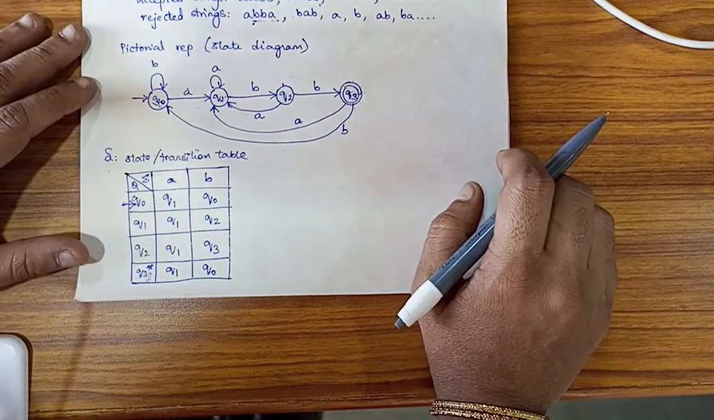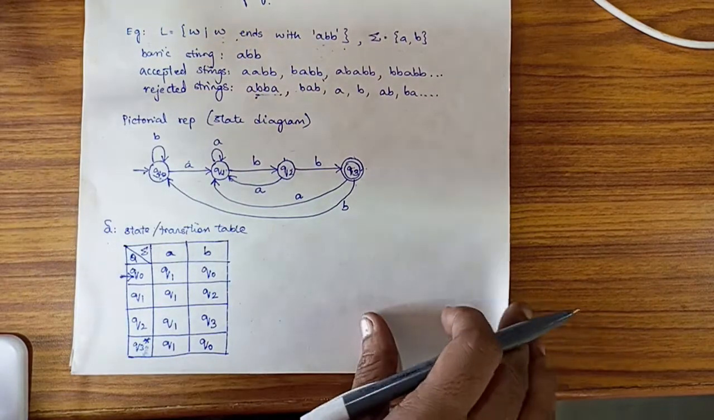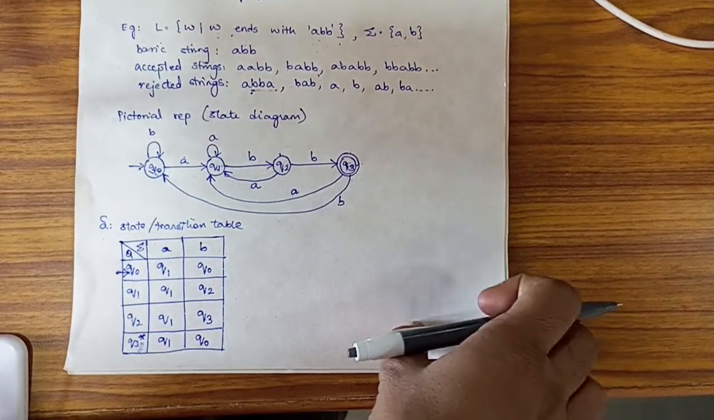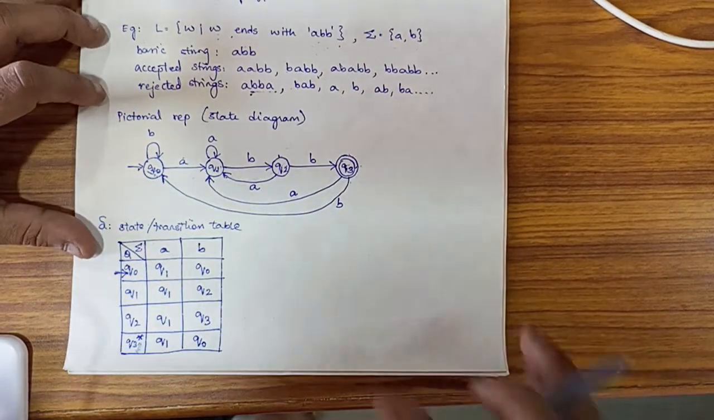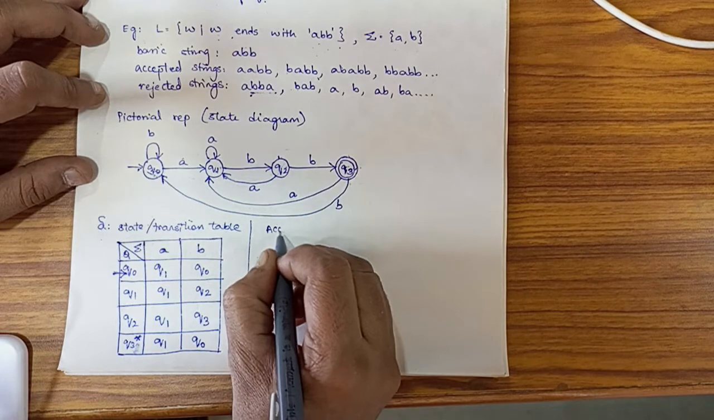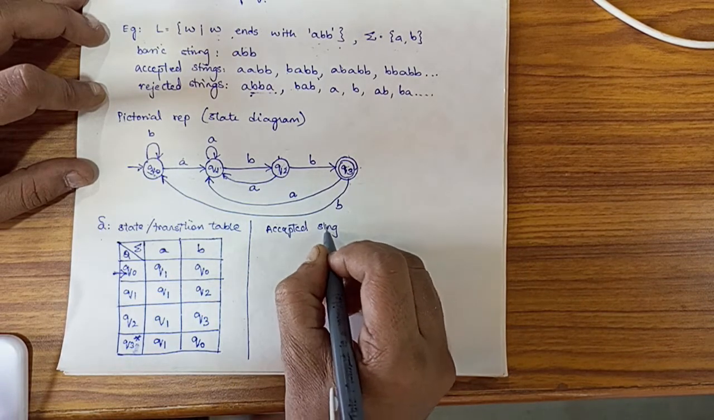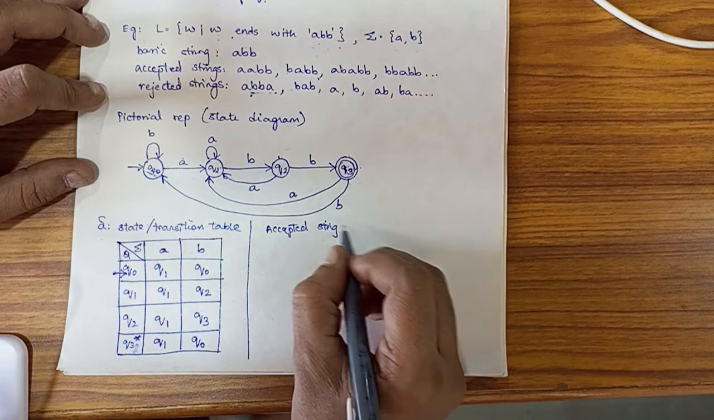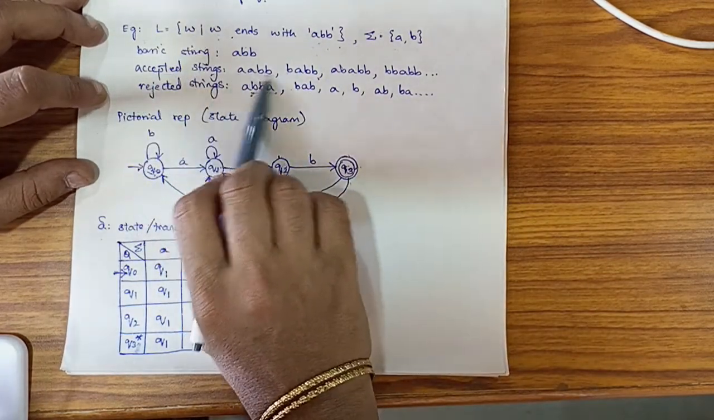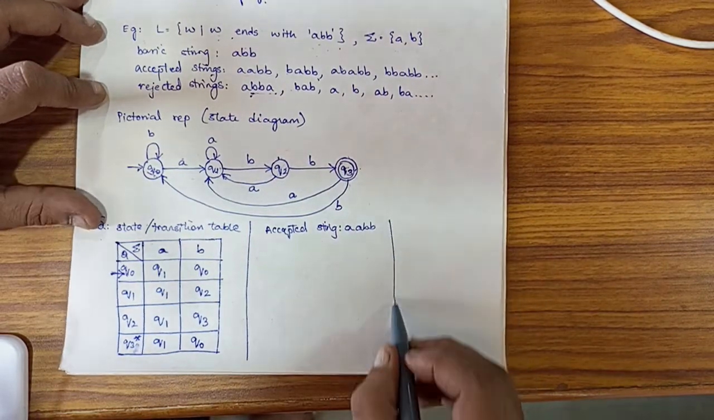Now you will have to show a verification whether the given question meets the requirement or not. Now how to show the verification? First you can show an accepted string. So let's take one example of an accepted string. You can check any of these examples. Now I'll just take A, A, B, B as my accepted string example.